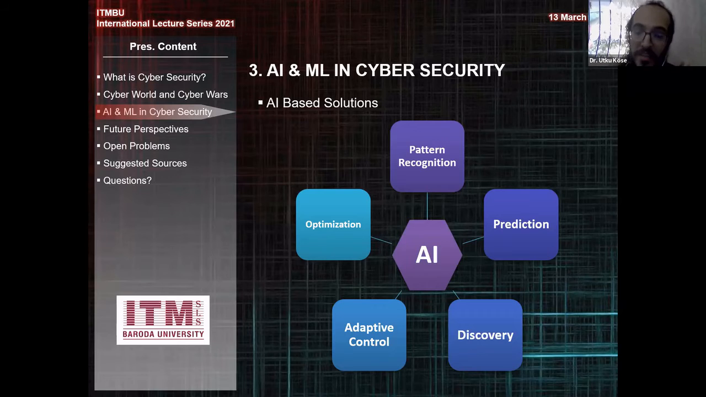But the main point that I have just explained a few minutes ago is that every field, including cybersecurity, needs a similar use of algorithms and AI-based solutions. But the exact point is the data you have.